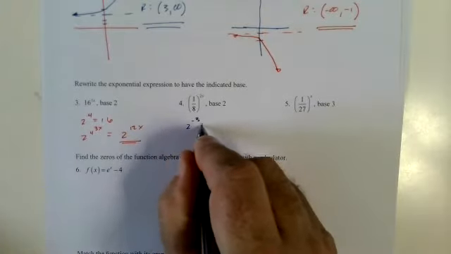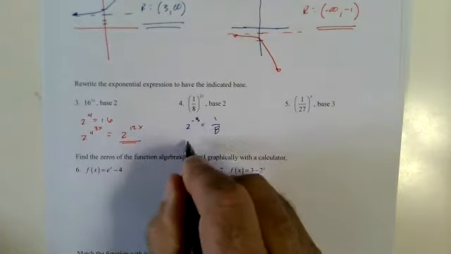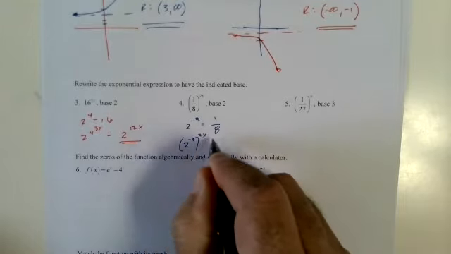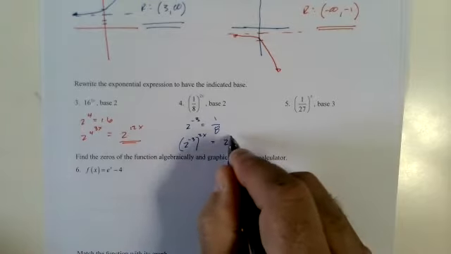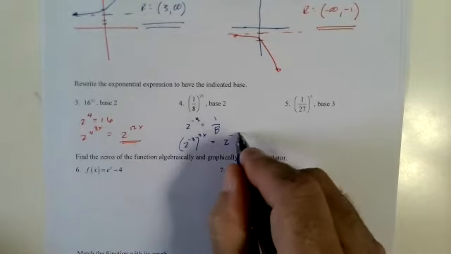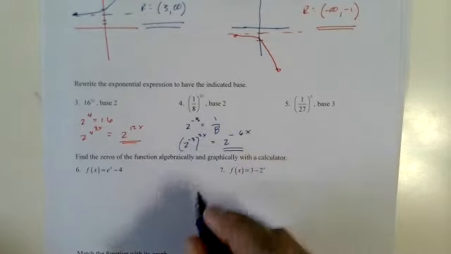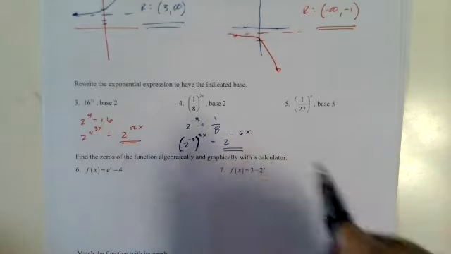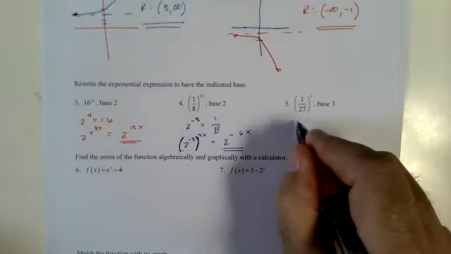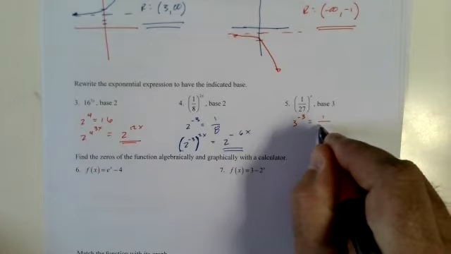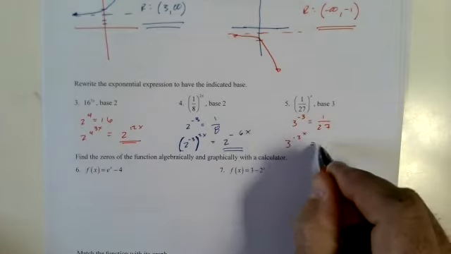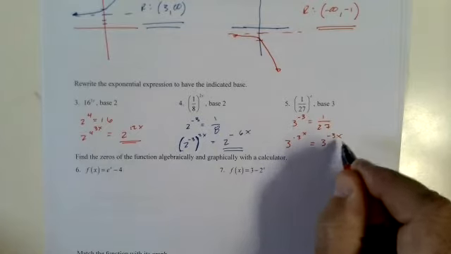2 to the negative 3rd is 1/8. So 2 to the negative 3rd to the 2x is 2 to the negative 6x. And even though this trick is not that big a deal, it is handy to be this good at the math. All right, 3 to the negative 3rd equals 1 over 27. 3 to the negative 3rd to the x equals 3 to the negative 3x.